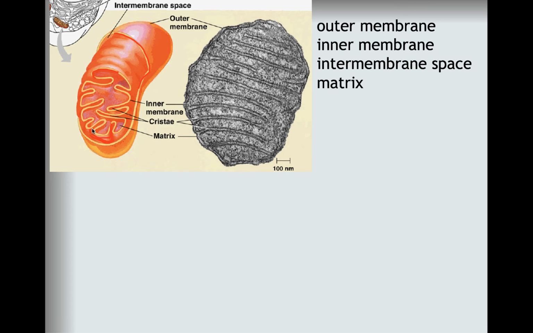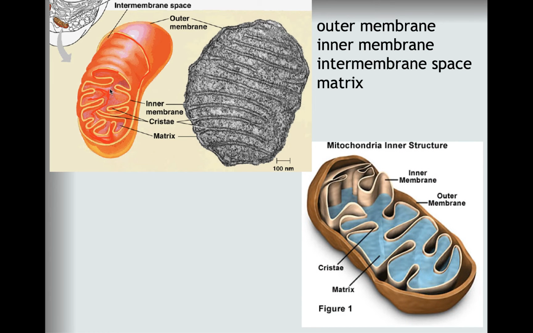And then lastly, what we have is the mitochondrial matrix. Here it is, deep inside that inner membrane. This is a watery solution, which is where much of the chemical reaction would occur that results in the creation of energy for ATP. Here's a slightly different depiction.